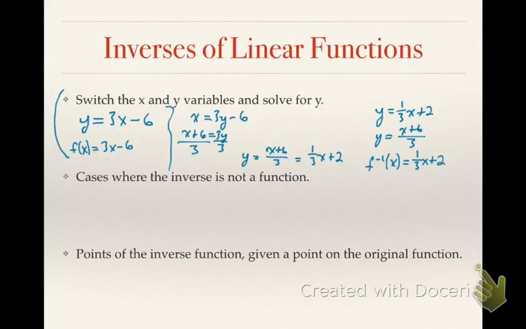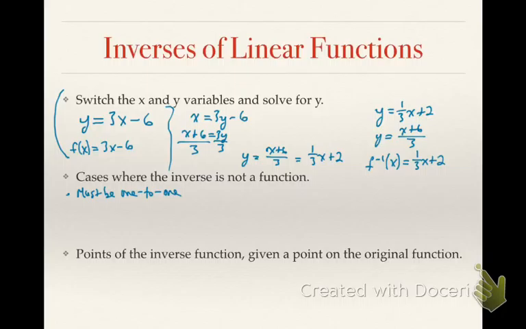Now, for most lines, you're going to have an inverse that is also a function. There's only one case really where you don't have a function. And recall that in order for it to have an inverse function, it needs to be 1-to-1. Now every function has an inverse. It's just whether or not the inverse itself is a function. It must be 1-to-1 in order to have an inverse that is a function.